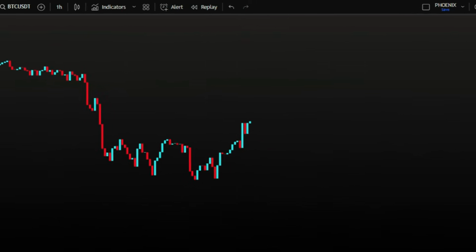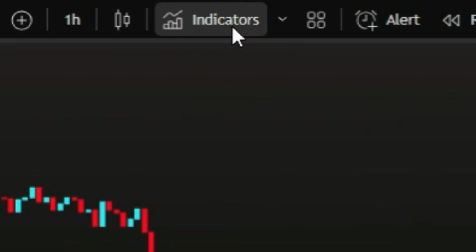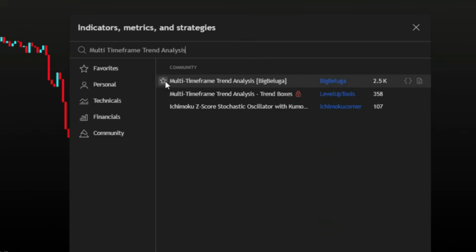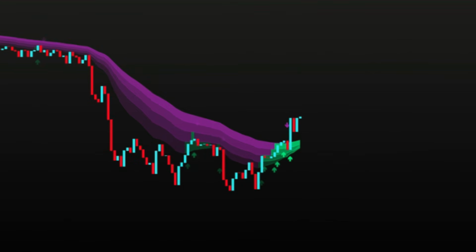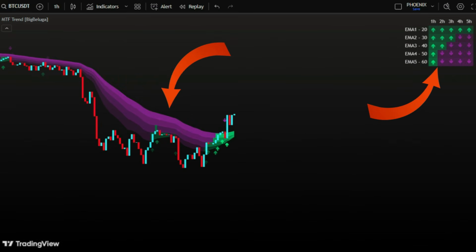To bring up this indicator on TradingView, you just need to go to the Indicators tab and type in Multi-Time Frame Trend Analysis. And as the name already hints, it is a multi-time frame tool that gives you really precise data. So once you click on it, the indicator will instantly appear on your chart in its default form. The good thing is, it's actually very simple, because it only has two parts, a trend following band and some tables, which are less important.